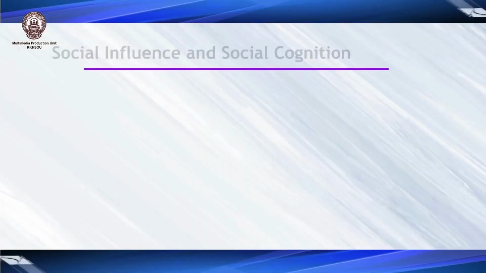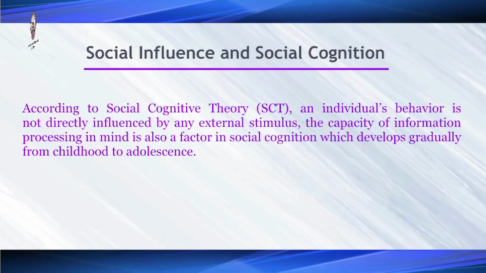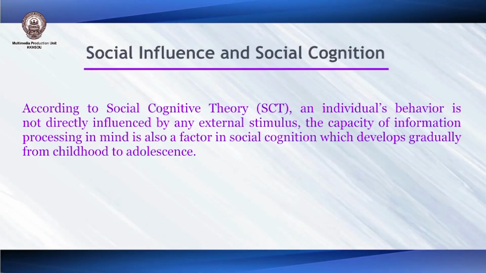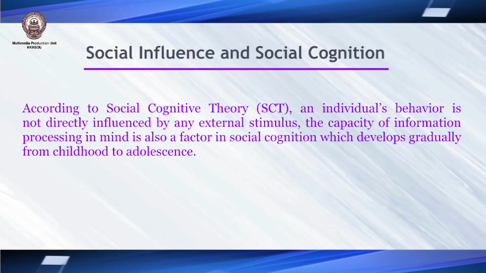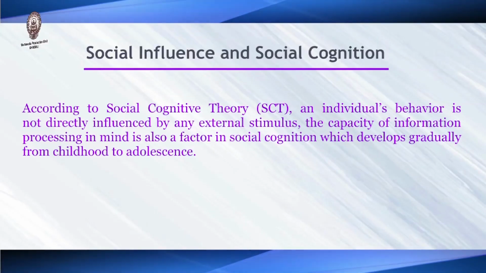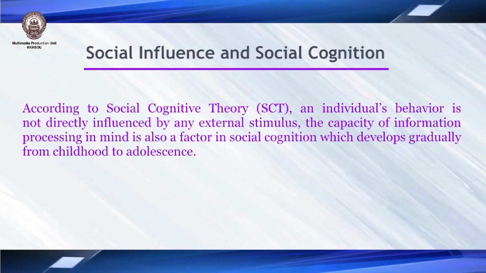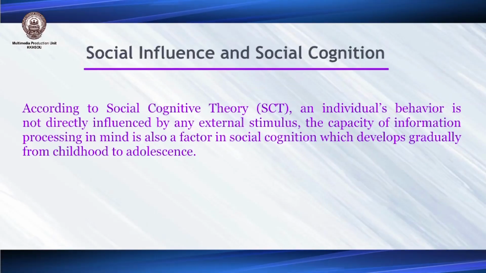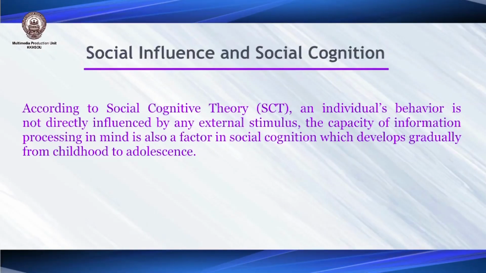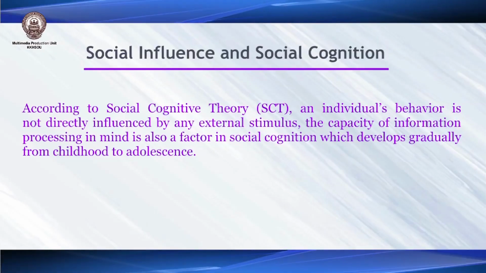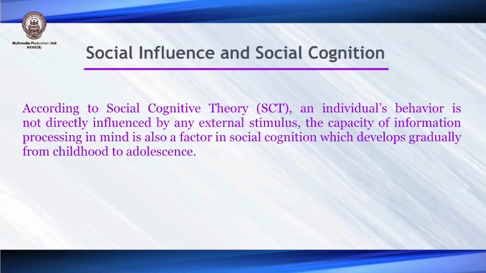Again, contradictory to the concept of social influence is the concept of social cognition. According to the cognitive theory, an individual's behavior is not directly influenced by any external stimuli, but by applying his or her own understanding. The capacity of information processing in the mind is also a factor in critical understanding, or in social cognition. This develops gradually from childhood to adolescence.